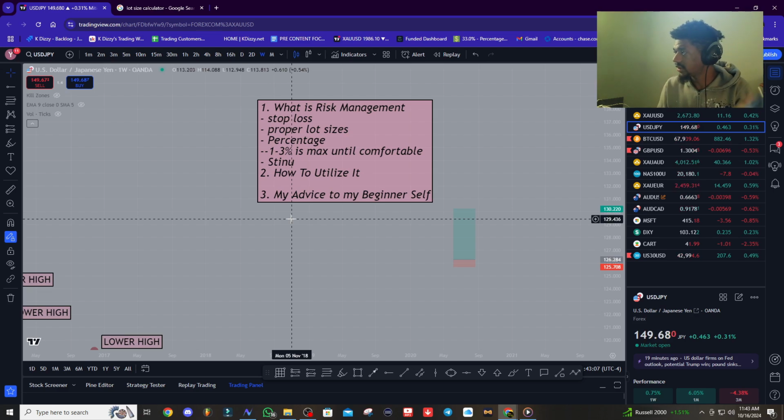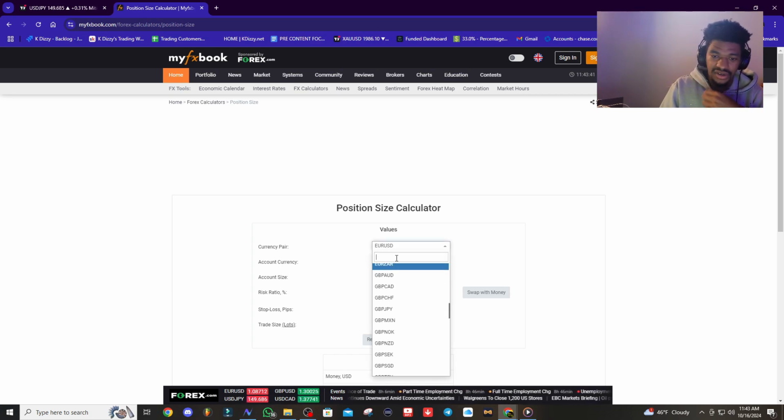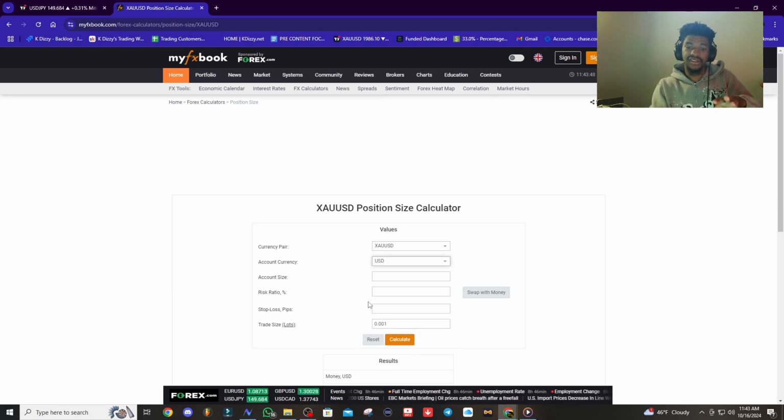Let's do this on the phone, right? You can follow along with other ones. This is something I used early, but then I was introduced to Stenu, and I haven't looked back since. So here's my Myfxbook right here. I might put this in the description, or you can type up myfxbook.com. You put your currency pair. So if I'm trading gold, XAU/USD, put that there. Account currency: I'm in US dollars. You guys do your currency.